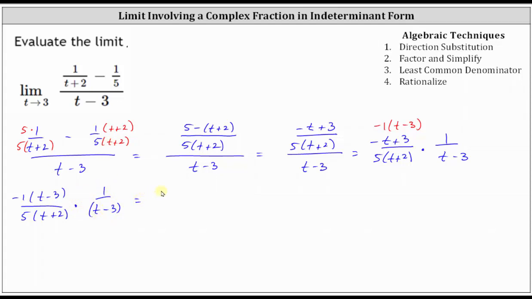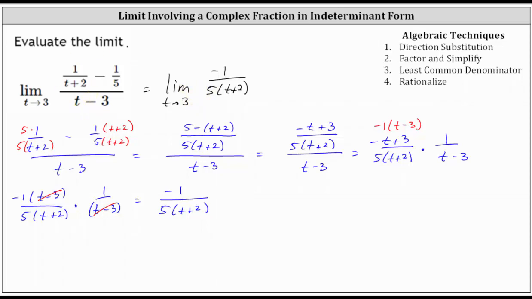From here we can see we have a common factor of t minus 3 between the numerator and denominator. t minus 3 divided by itself simplifies to 1. So the complex fraction simplifies to negative 1 divided by the product of 5 and t plus 2, which means you can write the original limit as the limit of negative 1 divided by the product of 5 and t plus 2 as t approaches 3. Notice the simplified function is continuous around t equals 3, and therefore we can determine the limit by performing direct substitution. Before we do this though, I do want to show how we could have simplified this complex fraction in a few less steps.